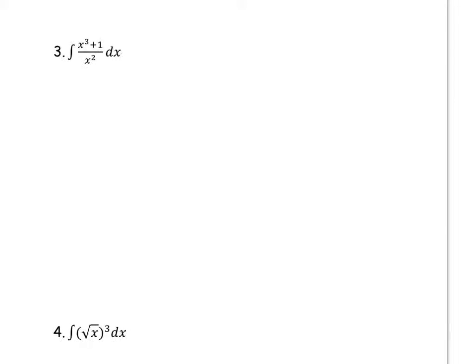Right, example number 3. Here we've got to integrate x cubed plus 1 all over x squared dx. So we're looking at integrating involving a change of x. Here, what we're going to do is something quite clever. We're going to split this question up into two parts. We're going to integrate x cubed over x squared, and we're going to integrate 1 over x squared. So we're going to change this question to: integrate x cubed over x squared plus 1 over x squared dx. So we've split it into two parts.